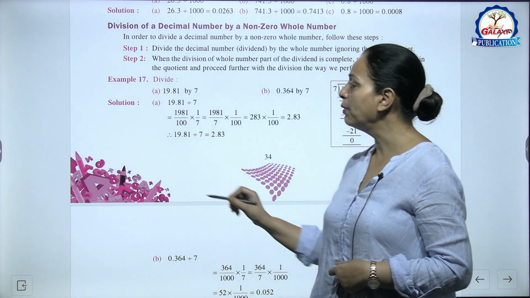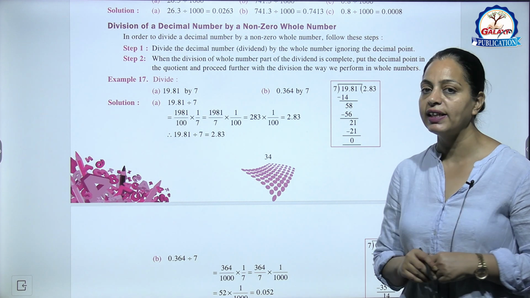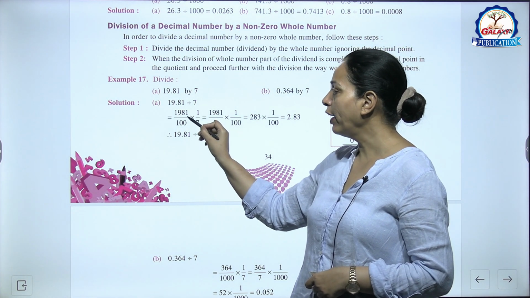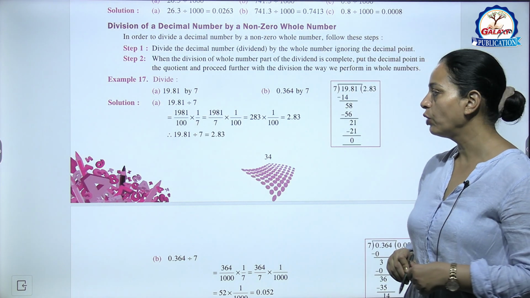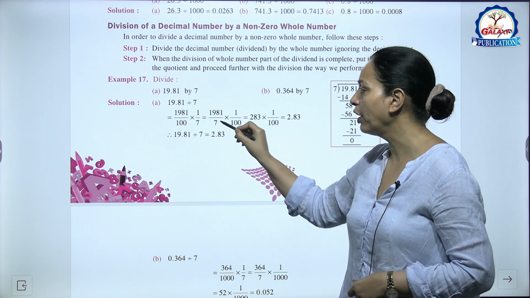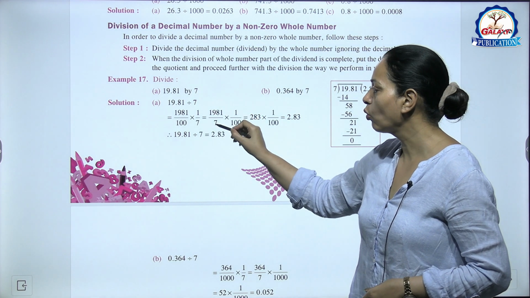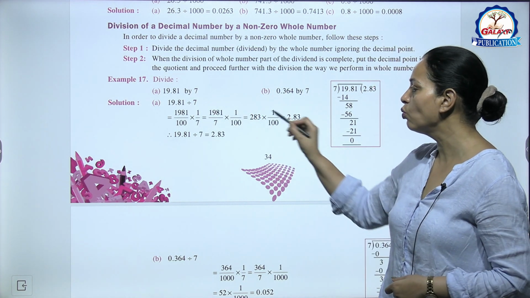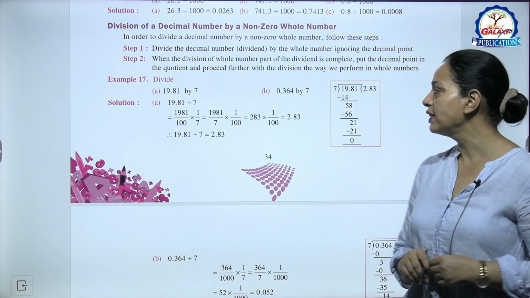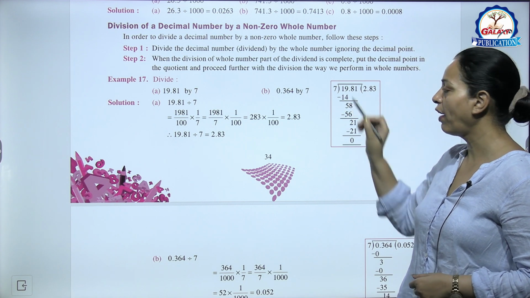See some examples. Example 17, divide A part 19.81 by 7. So what to do? It means 19.81, we are removing the decimal, so we are getting 100. So we are getting 1981 upon 7 into 1 by 100. So what we can do? इस नंबर को हम 7 से डिवाइड कर दें. We are getting 283 divided by 100. So answer is 2.83.